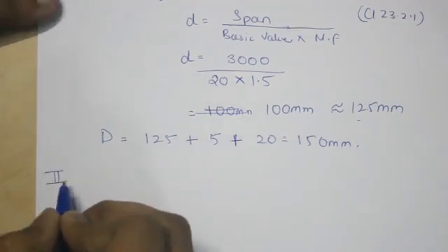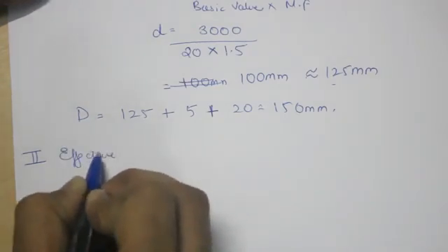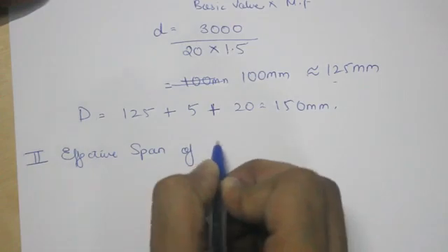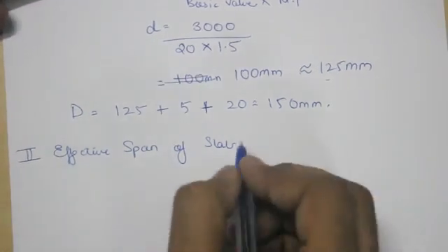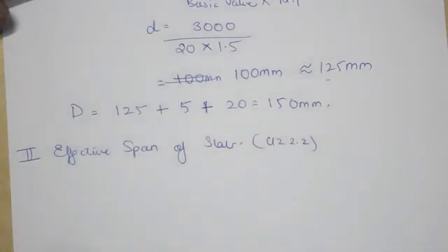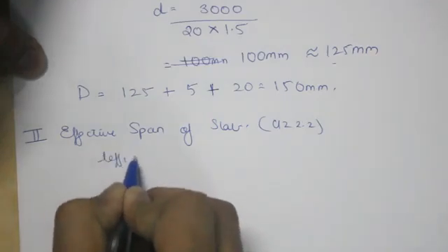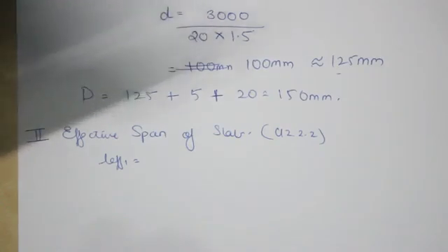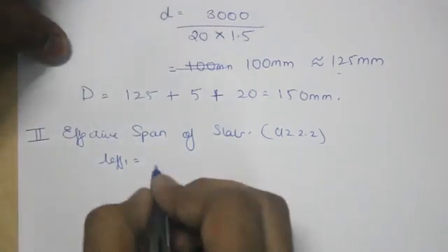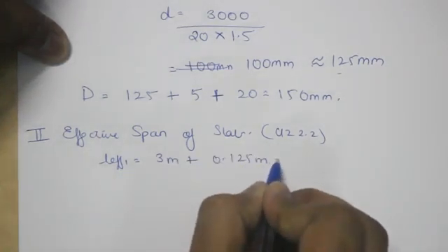The second step would be to calculate the effective span of the slab. Okay, so this is also given in the IS code. It is given in clause number 22.2. So the IS code says that the effective span would be, out of these two, first one would be the span of the shorter span of the slab plus the effective depth. So our span is 3 meter plus the effective depth is 0.125 meter, that is 3.125.